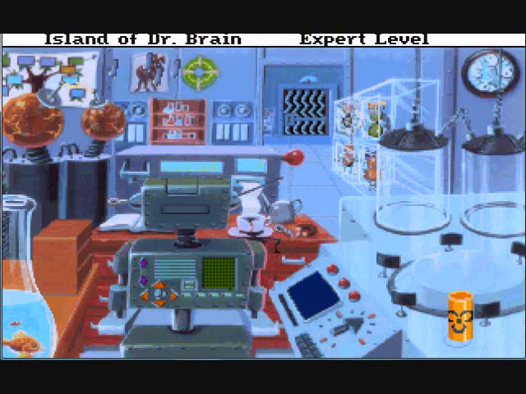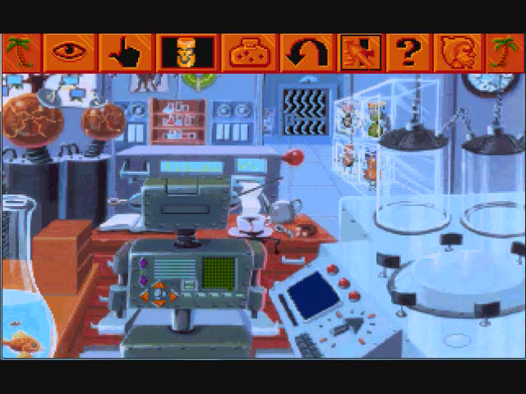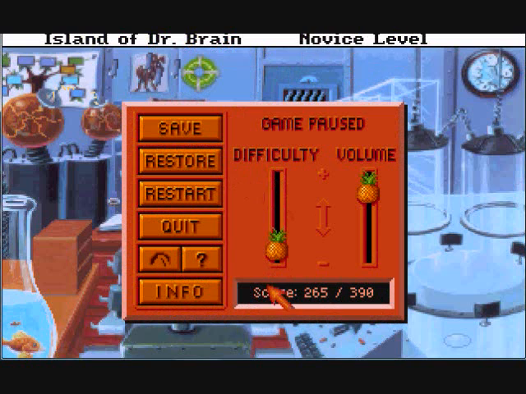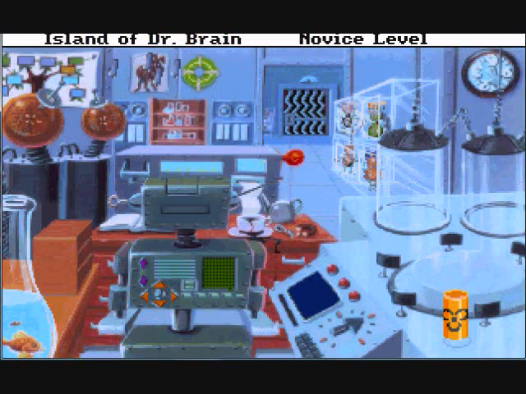Let's put in the material, and we are putting it on novice. Really, really easy. Press the button.